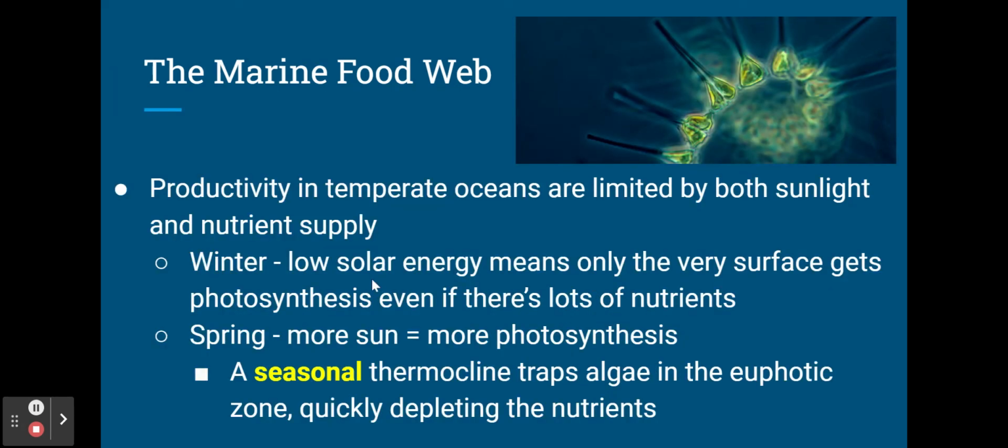Now, in temperate oceans, so this is like oceans near Los Angeles and stuff like that, productivity is limited by both the sunlight and the nutrient supply. During the winter, there's very low solar energy. So even though there are a lot of nutrients, there's not a lot of productivity because there's not enough sunlight to do the job. In spring, you start getting more sun, which means more photosynthesis. And at the same time, we start developing a seasonal thermocline because of the warm water. And that traps the algae in the light zone, so they can be really productive at first, but then they quickly run out of nutrients.